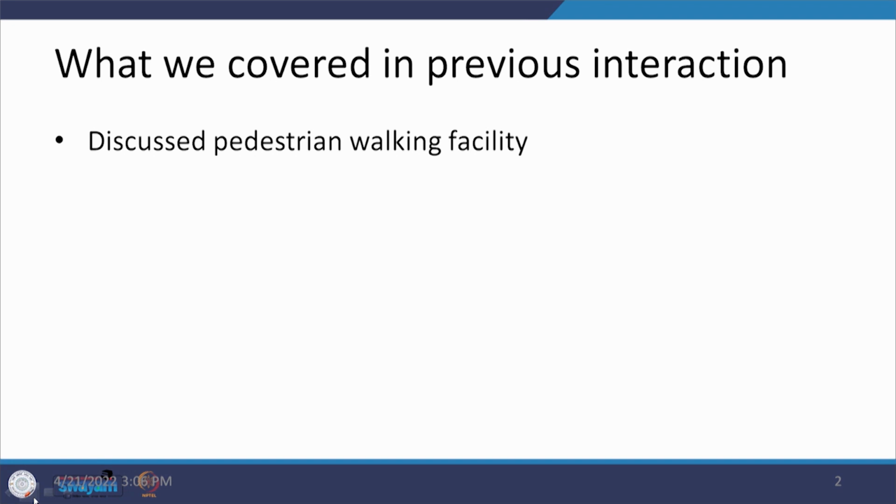And under the pedestrian walking facilities, we have primarily tried to look at the concepts which can be there and the design principles which need to be followed when the various types of pedestrian facilities are designed, planned or provided in an area.